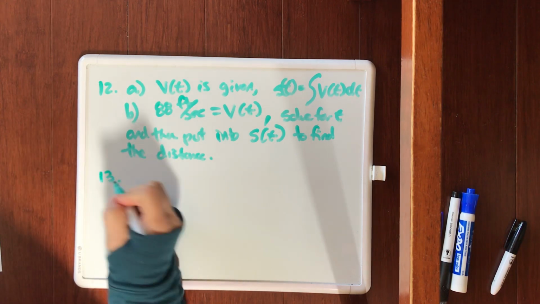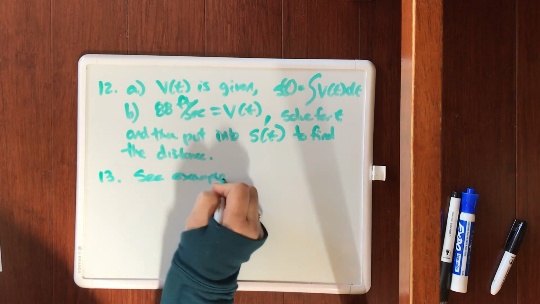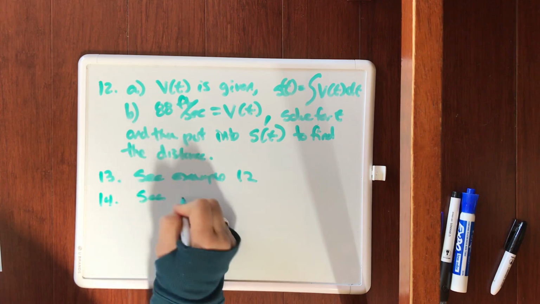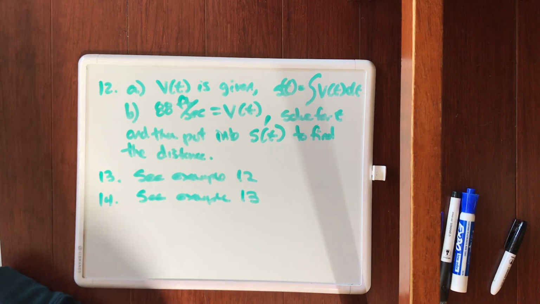Okay, two more things. Number 13, see example 12 in the book. And for 14, see example 13. Okay.